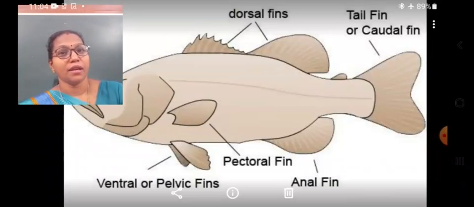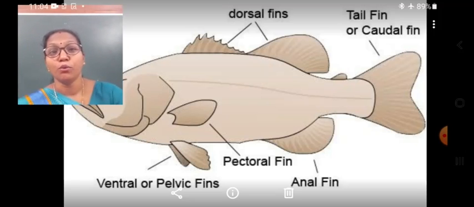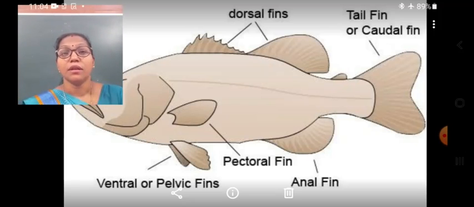Now students, we are going to study the various organs of movement in different organisms. First of all, we are going to study the organs of movement in fish. The fish are aquatic organisms. They have fins to swim in water. They have dorsal fins, pectoral fins, anal fin or pelvic fins. They have the tail fin to change the direction. So the fins help the fish to swim in water.